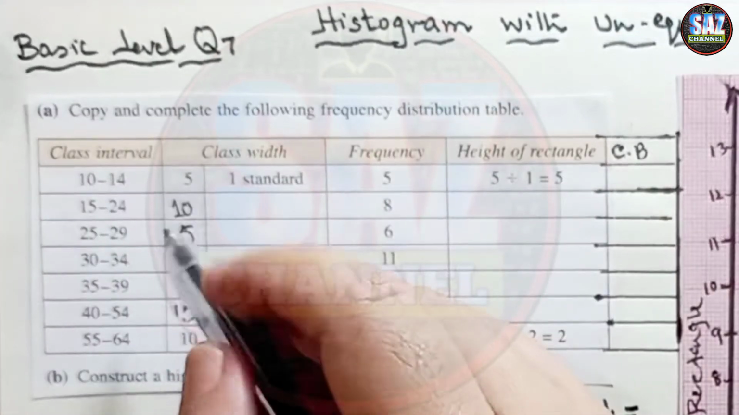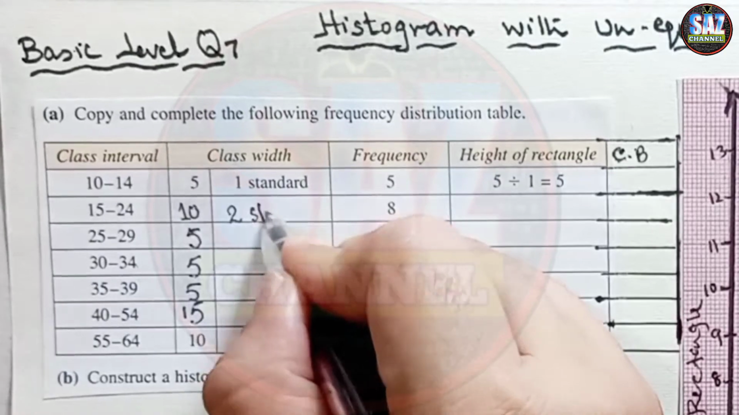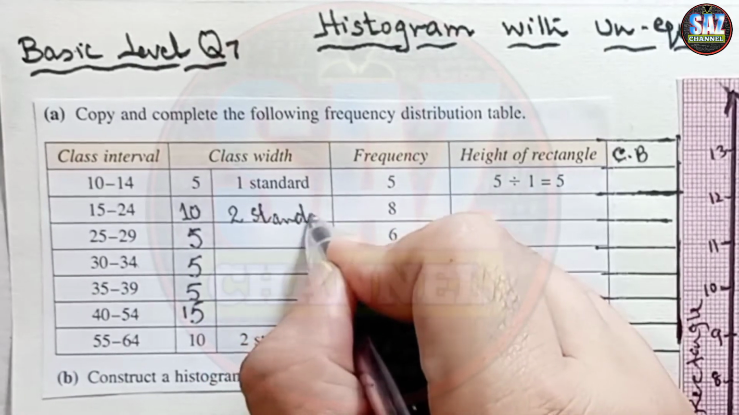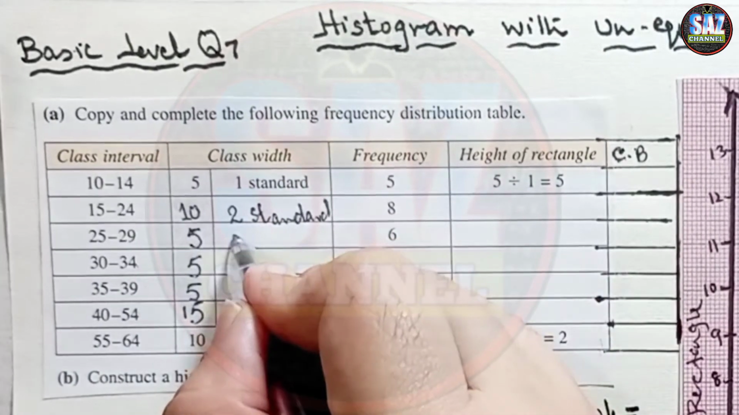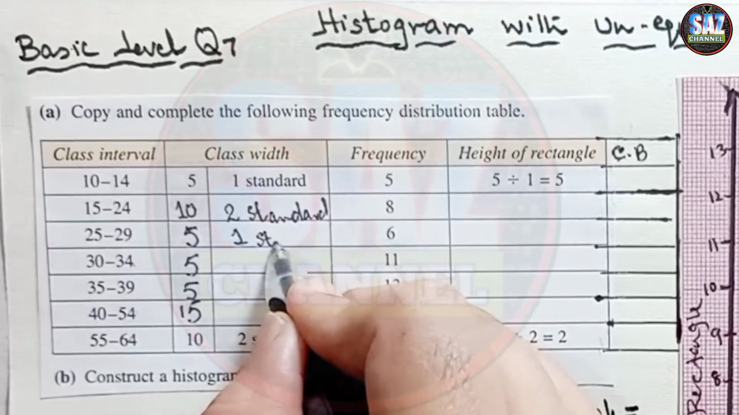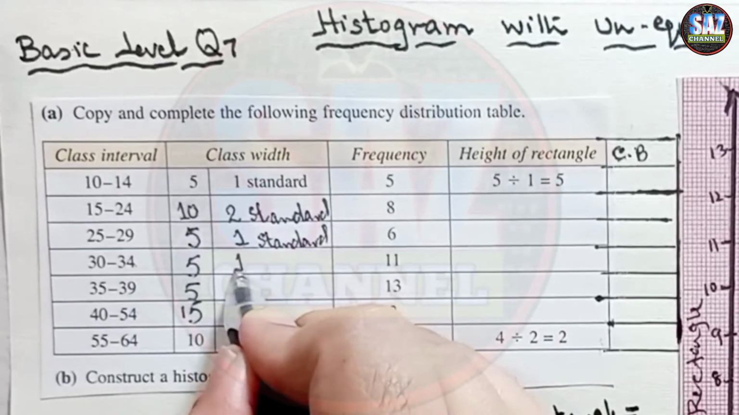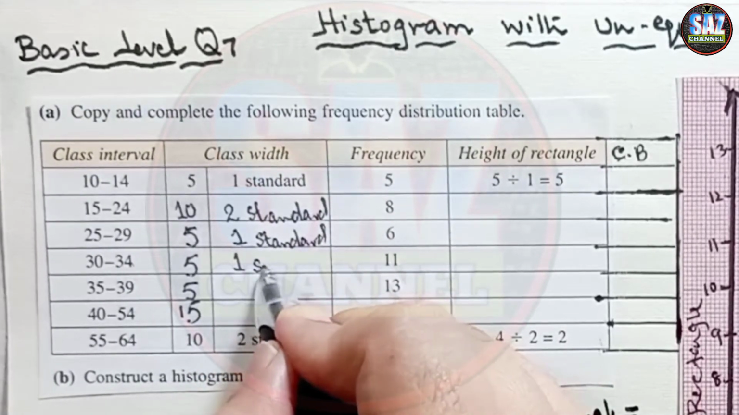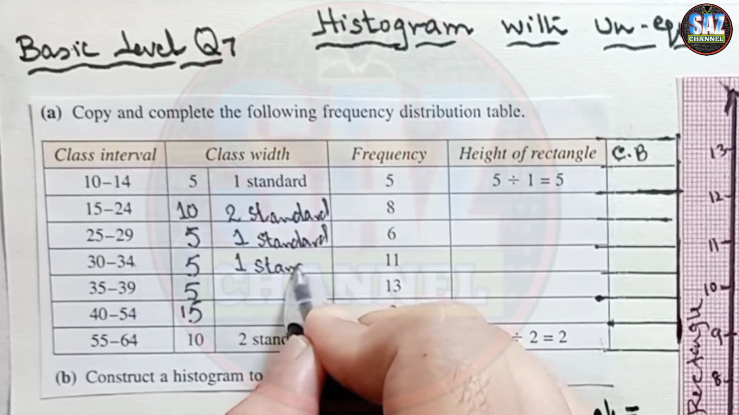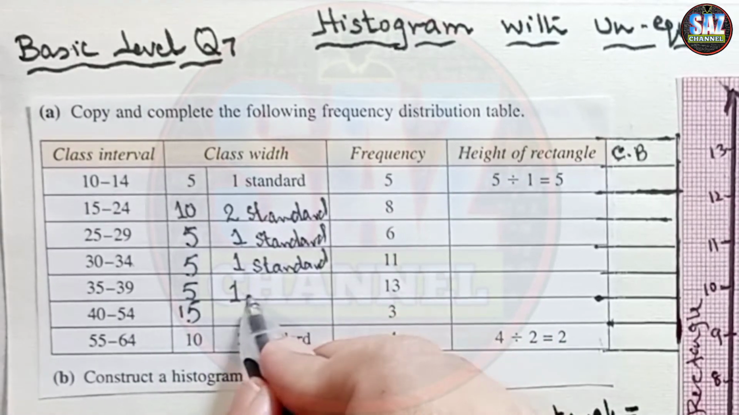Now look, for 10 you have to take 2 standards, and for 5 this is again 1 standard, then 5 again 1 standard, then again 5, 1 standard.